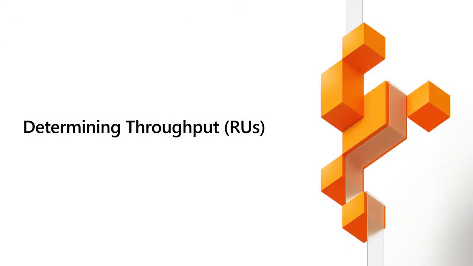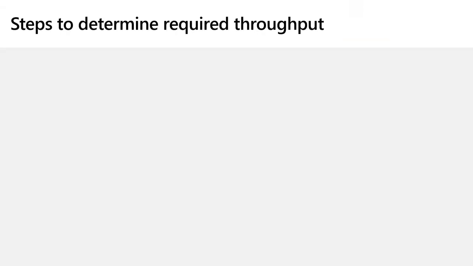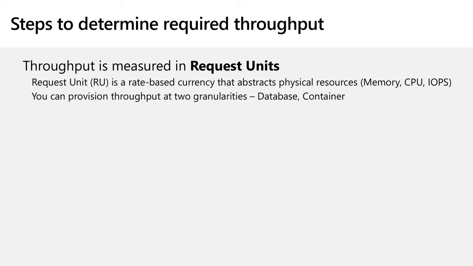Determining throughput. Throughput basically is the cost of doing an operation, in simple terms. So how do you determine the throughput that you need from Azure Cosmos DB? Let's define throughput, and then I'll walk you through the steps. Throughput is measured in request units. Basically, if you're scaling up in a relational DB scenario, you're either bumping up the memory or the CPU or IOPS. What Cosmos DB does is abstract all those three and give you this logical way of defining the RUs, and that's how you measure the throughput.